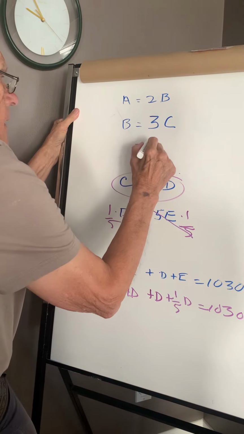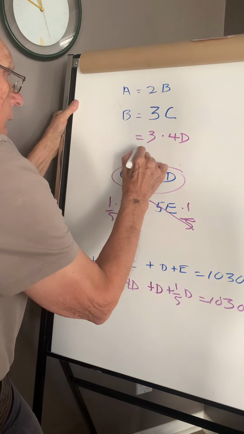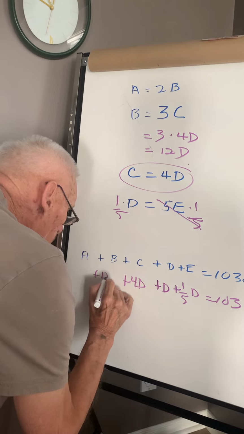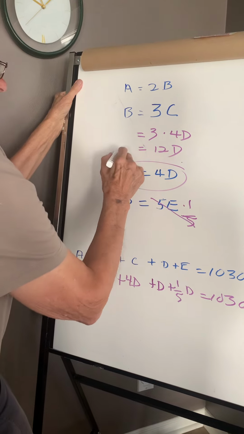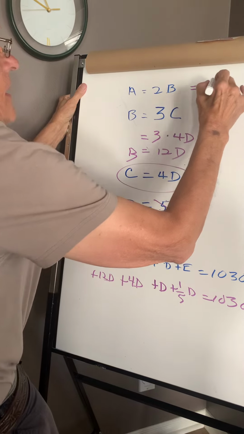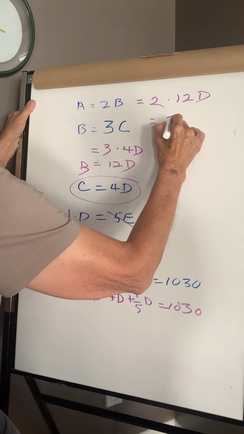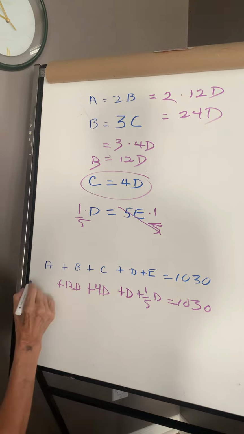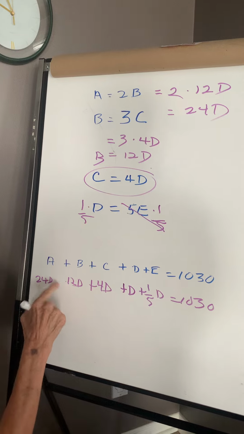Okay, so B will be 3 times C, which is 4D, and that's 12D. So B is 12D. Okay, so now this is B. So we go up here and we'll say, but B is 12D, 2 times 12D. So A is 24D. So now I go over here and I have 24D. Okay, and that's a plus sign here.